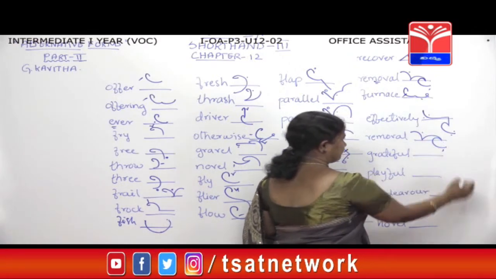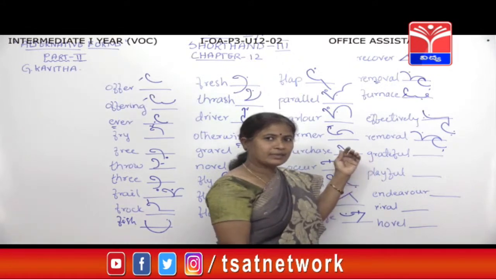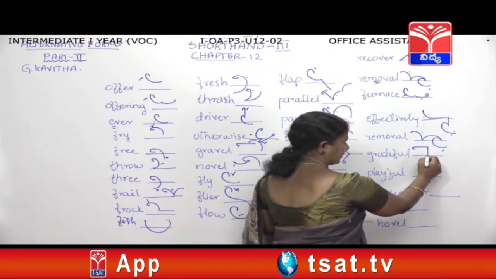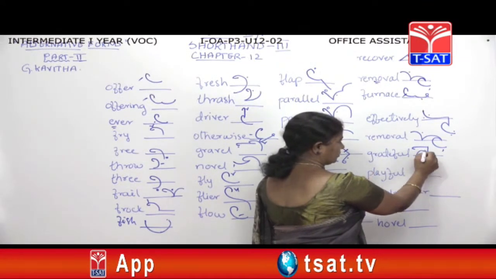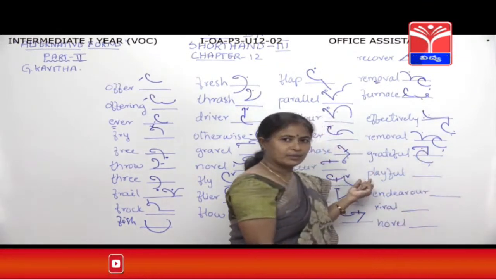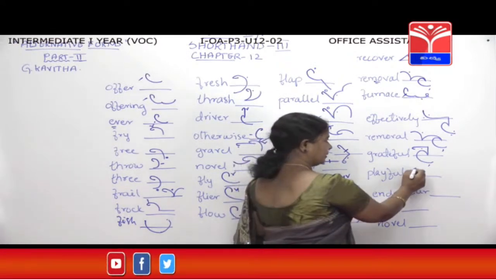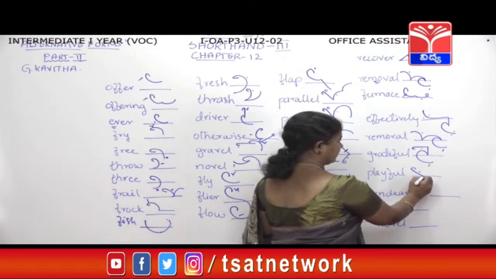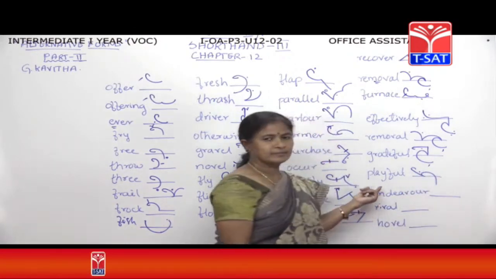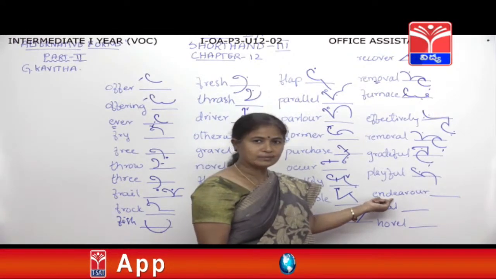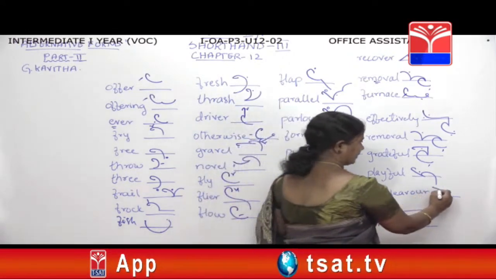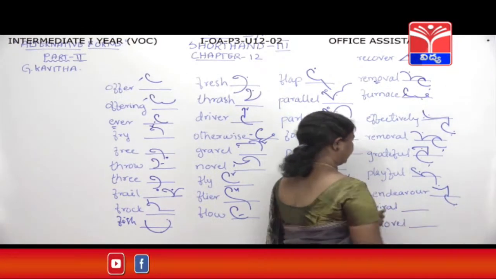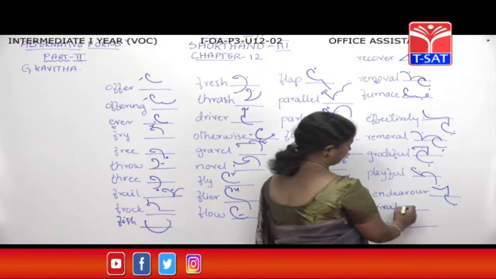Re, moval. Grateful. Gar is going towards right side. So, gray, T and full. We use left form. Grateful. Playful. Pal is going towards right side. Playful. Play and which one do we write? Playful. Endeavor. N, D and ver. Endeavor.